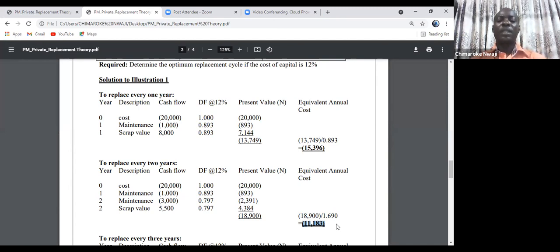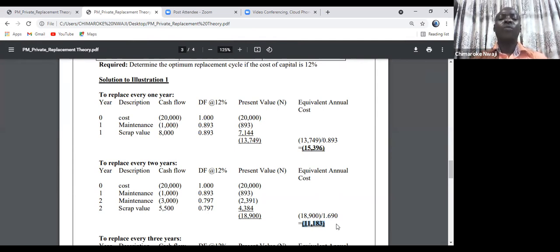It means that all the costs that you are making, the maintenance costs, the purchase cost, the maintenance costs, the scrap value, everything, it's equivalent to spending 11,183 every year. So compare it to year 1, that the equivalent is spending 15,396.